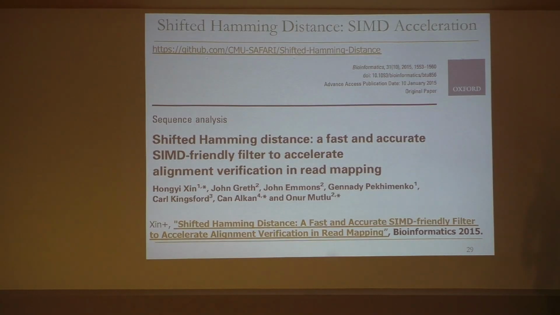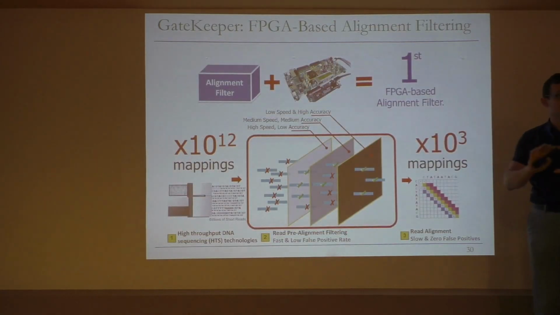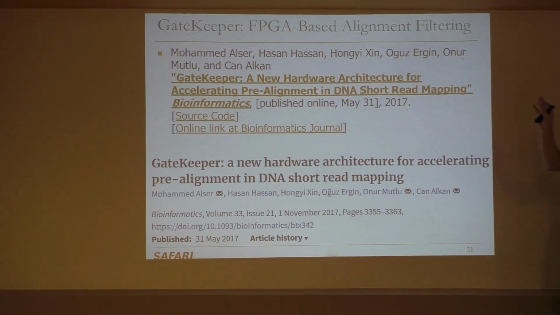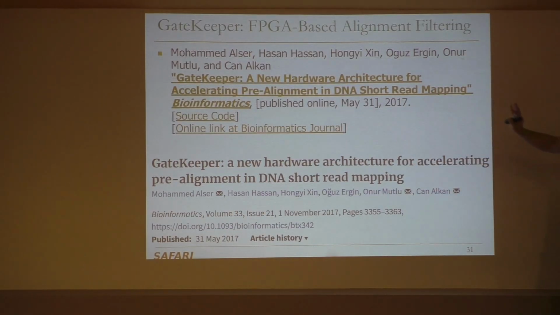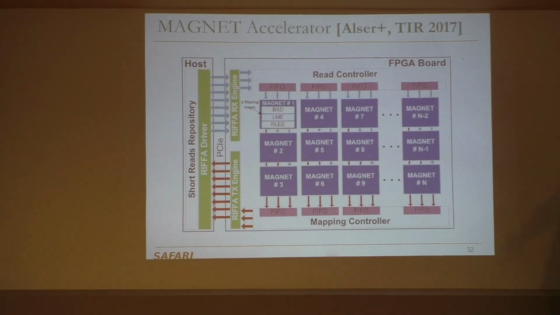so you can download all of these and test for yourself. And then later we figured out that you can map this filter nicely to an FPGA, and we built the first FPGA based alignment filter that speeds up the mapper by another 10x, and it was published in 2017. You can also download the code over there. And then we did a lot of other studies related to FPGAs, how to trade off between accuracy and performance. You can read those papers.